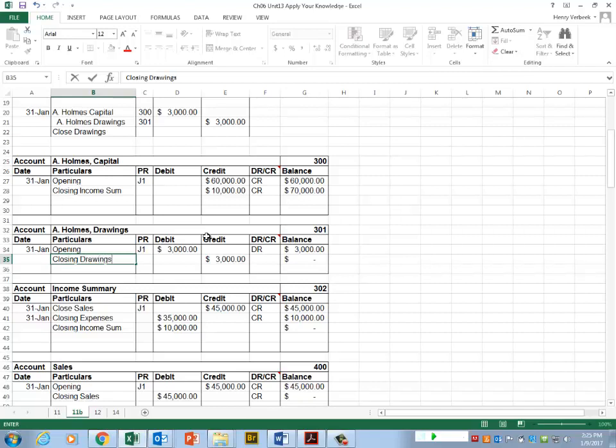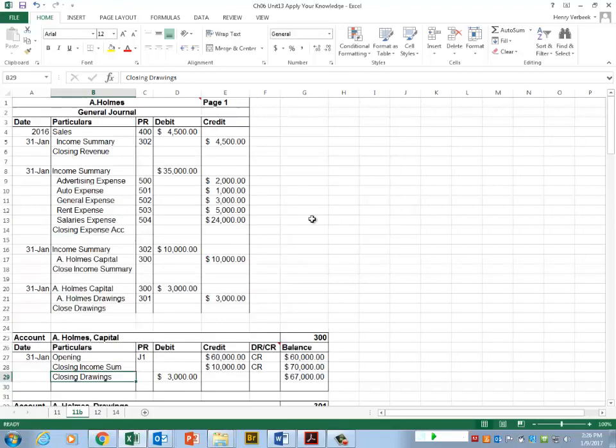But when we close our drawings, because we credited our drawings, we need to debit capital 3,000, which is equals 70,000 minus 3,000, enter.